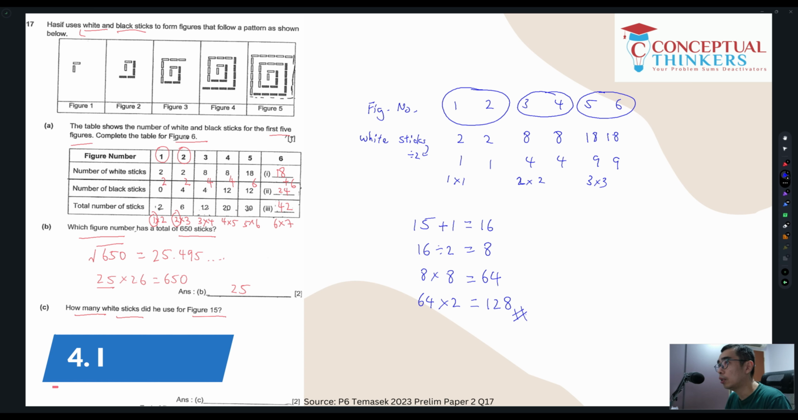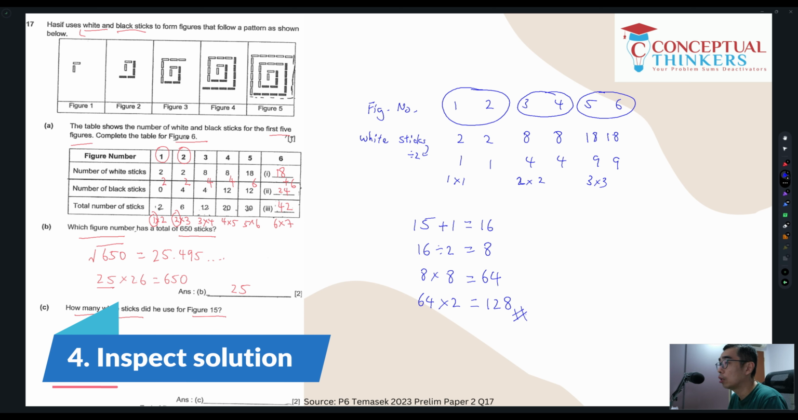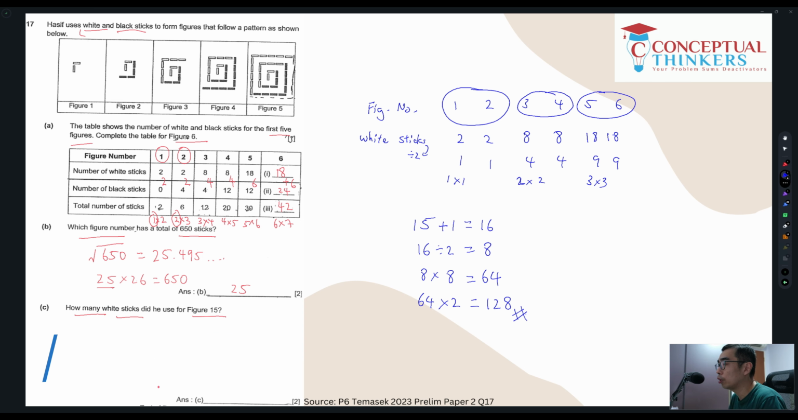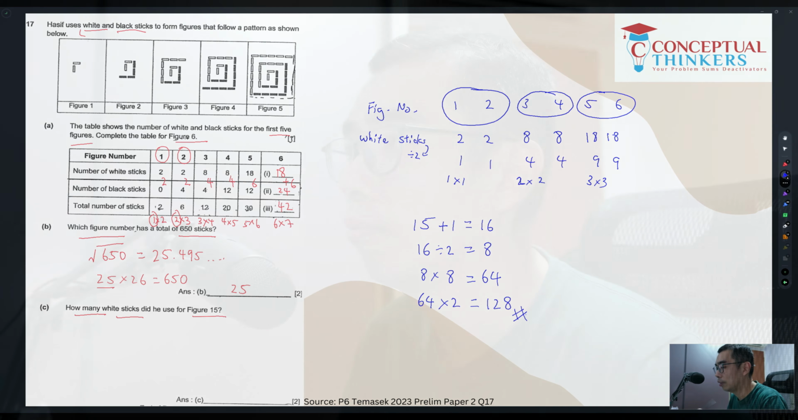Now the next thing that you need to do is to inspect your solution. For number patterns, it's not so easy to do some reverse calculation to check whether your answer makes sense, especially for this question. What we can do is ensure that you don't make any calculation mistake. You're answering the question. For example, for part C, they're asking for figure 15. Don't answer for figure 16. Also check that you didn't make any transfer error, meaning that you didn't use the wrong number to do the calculation. Yeah, so that's all for this question.